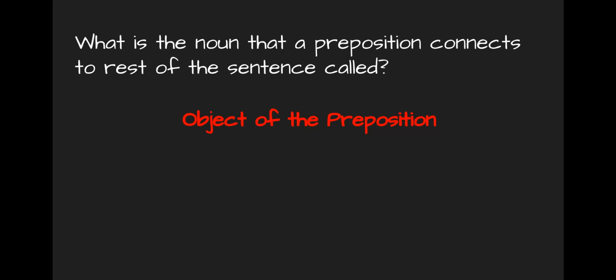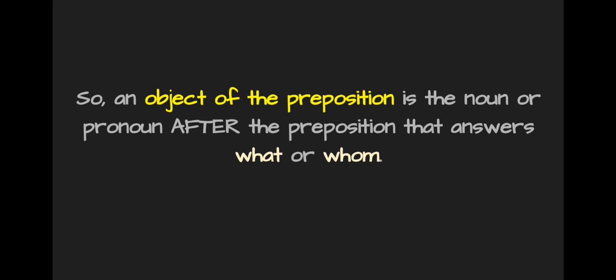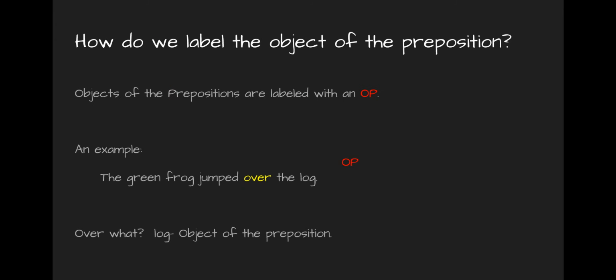What is the noun that a preposition connects to the rest of the sentence called? It's called the object of the preposition. So an object of the preposition is the noun or pronoun after the preposition that answers what or whom. How do we label the object of the preposition? Objects of the preposition are labeled with an OP.